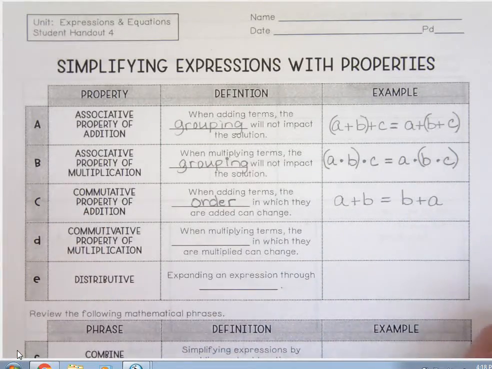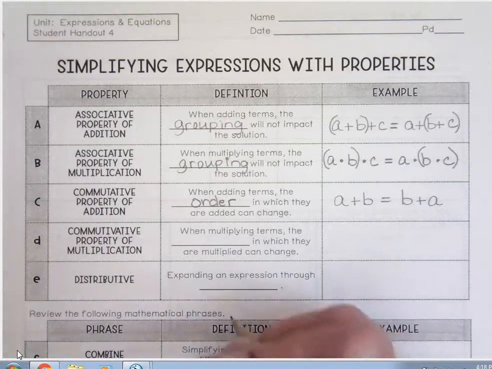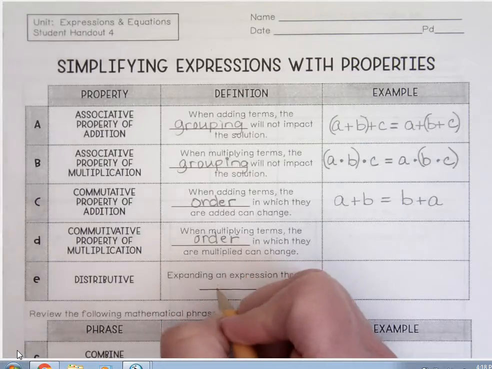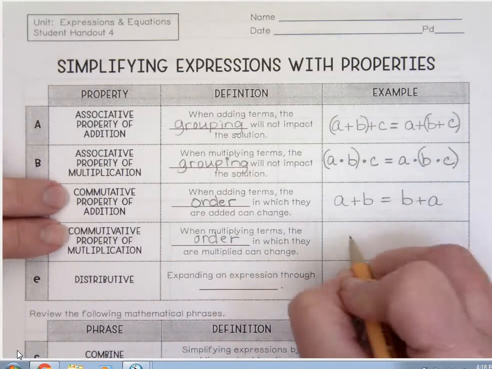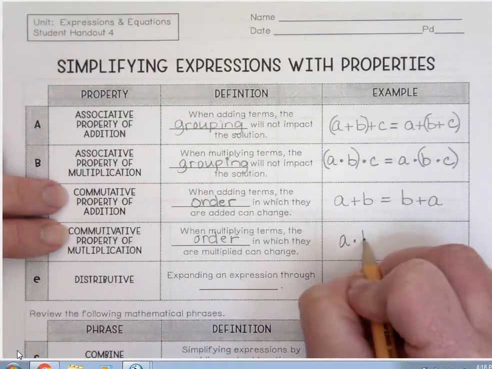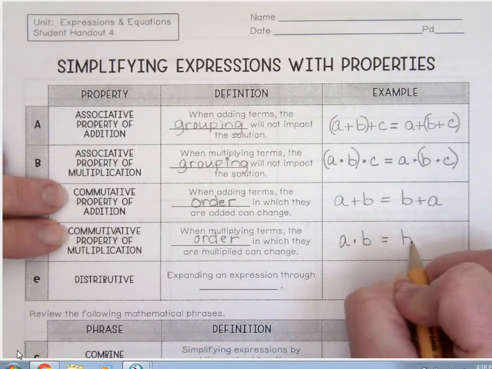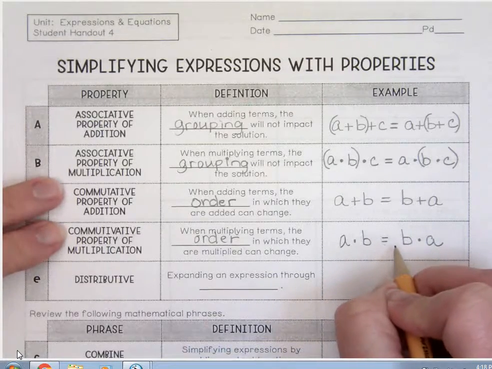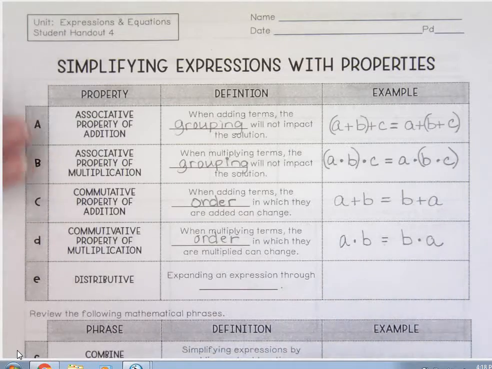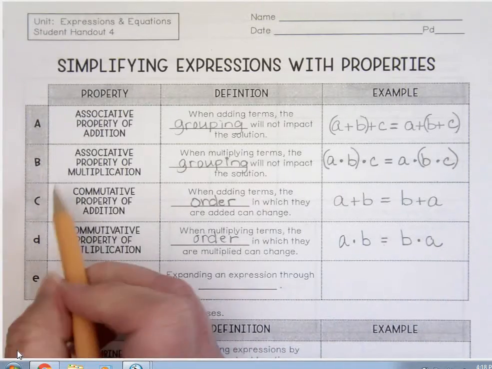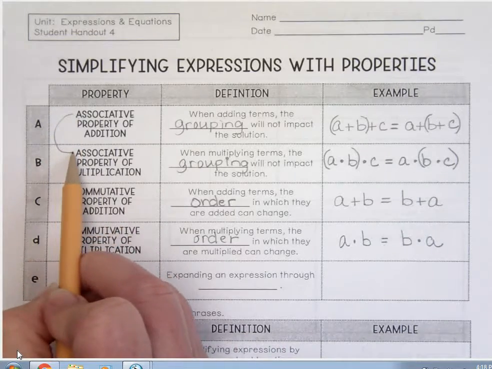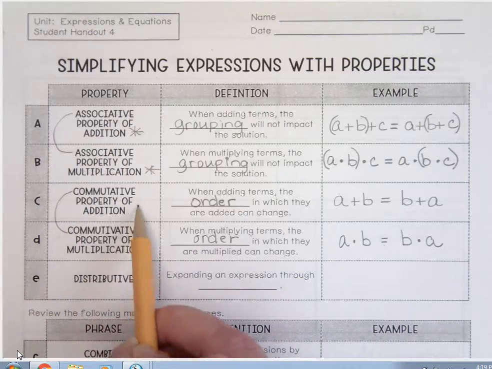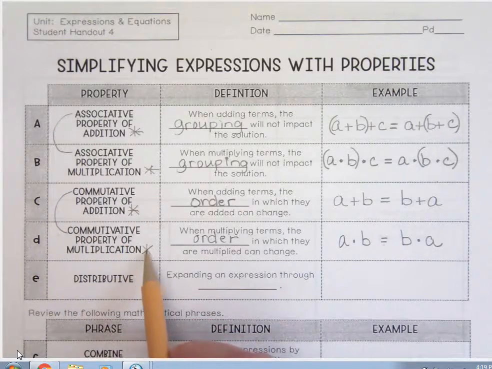So our commutative property of multiplication basically states the same thing. We basically say that multiplication and addition are commutative, meaning if I multiply A times B or B times A, I have not changed the product. I'm going to get the same answer. So we have 4 things, but really just 2. The associative property works for addition and multiplication, and so does the commutative property, addition and multiplication.